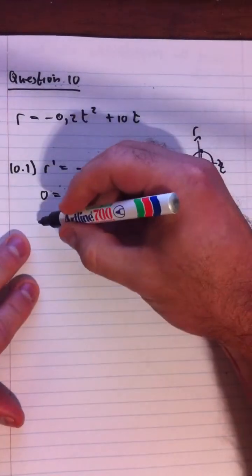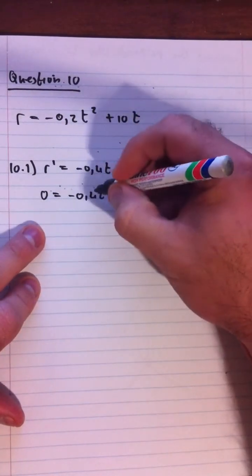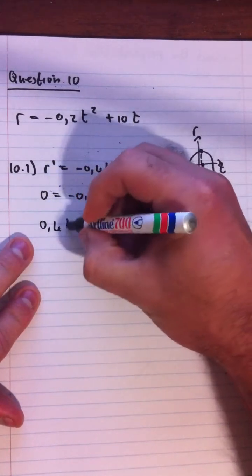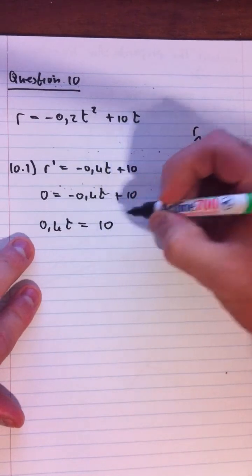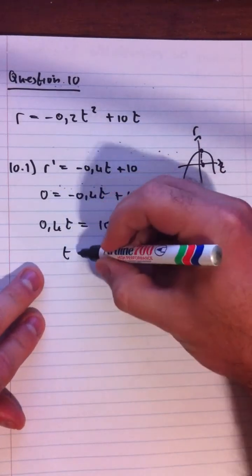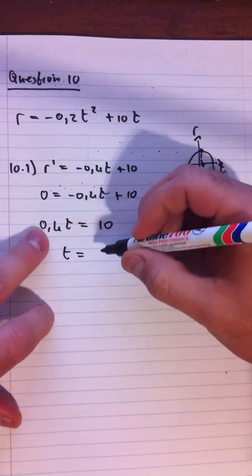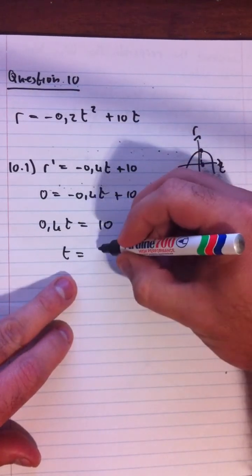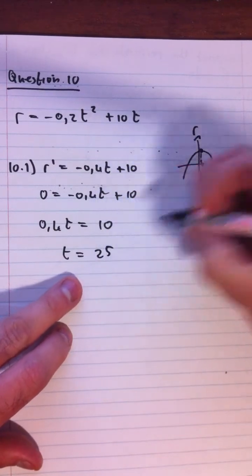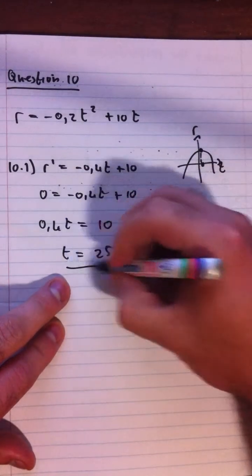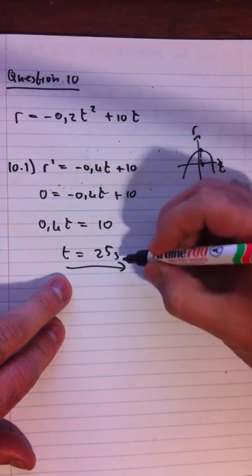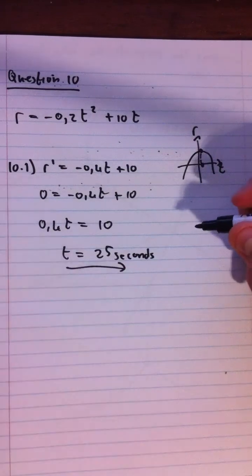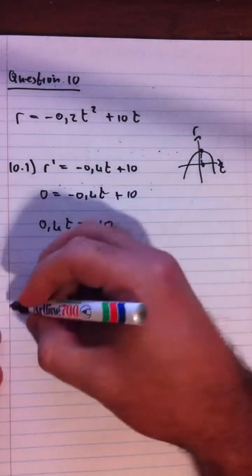Move the numbers to one side. We'll take this whole t value to the other side. So we get 0.4t equals 10. Divide both sides by 0.4 and we get t equals, this is the same as 2 over 5, so it becomes multiplied by 5 over 2, is 50 over 2, which is 25. So 25 seconds. Don't forget to write in the units. So after 25 seconds we have our maximum rate of flow.